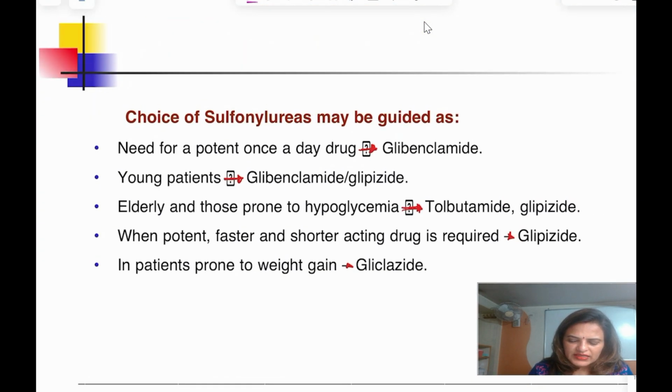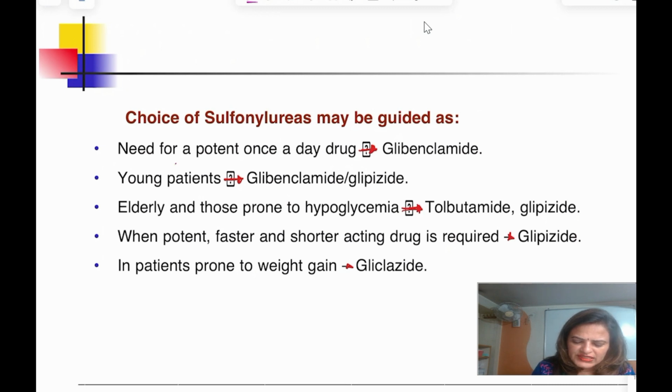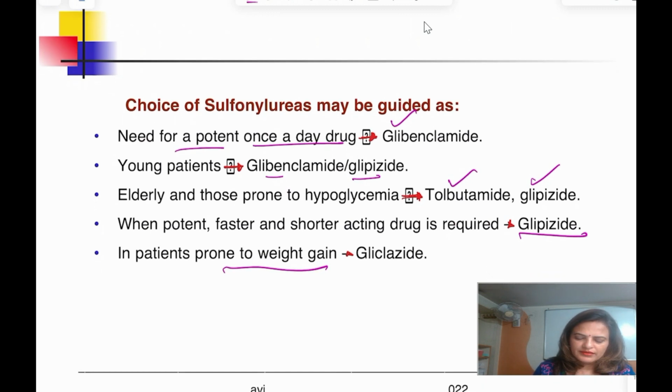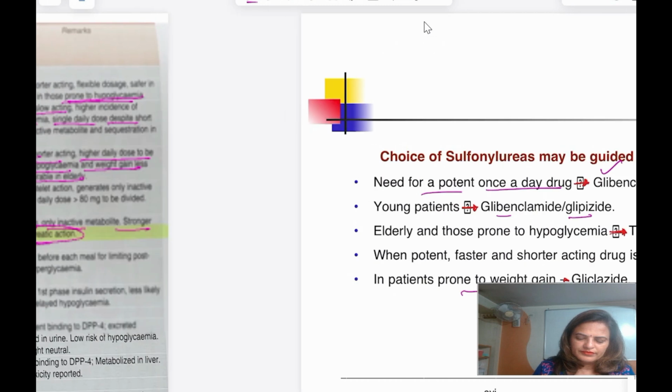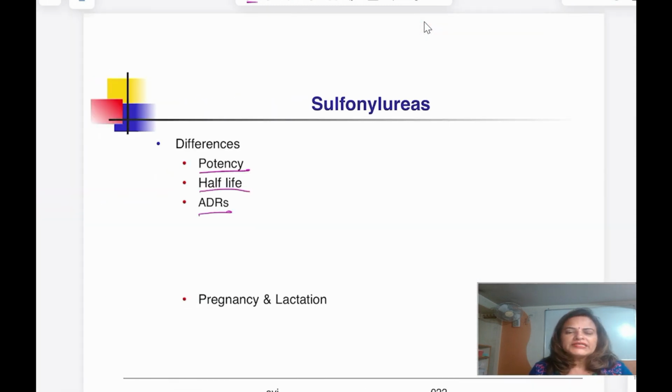So regarding differences: if the person needs a once-a-day drug, glibenclamide. Young patient, glibenclamide and glipizide. Elderly or those prone to hypoglycemia, those with a short duration of action, like glipizide and tolbutamide. When we need a potent, faster and shorter acting drug, glipizide. Patient prone to weight gain, gliclazide. So potency varies, half-life varies.